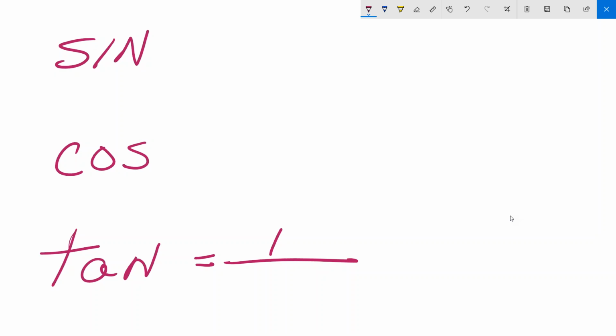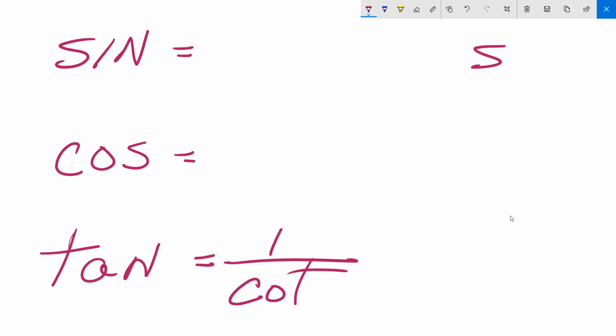What's the reciprocal of tangent? Cotangent. Okay? So start there, which only leaves two to be allocated. One of them goes with sine, one of them goes with cosine.